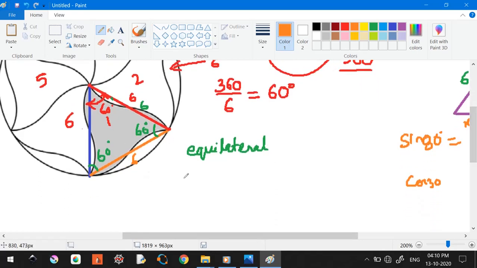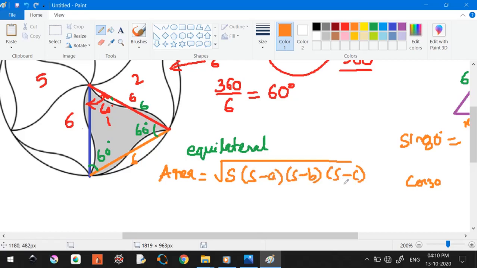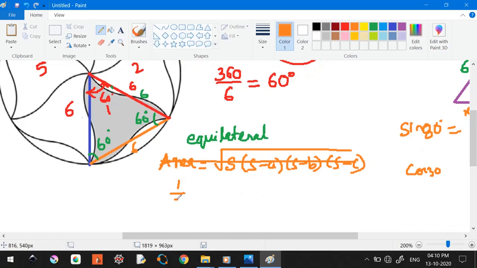Area can be obtained in two ways, I mean we have two formulas. If the sides are given, the formula is root of s into s minus a into s minus b into s minus c. That is one thing. If you are not able to remember this, ignore, no issue. We have one basic formula, which is base into height.